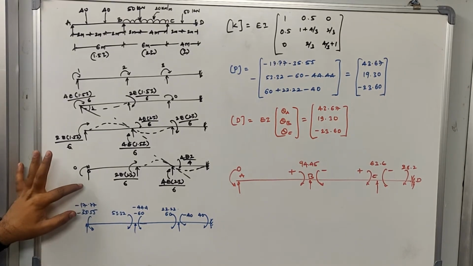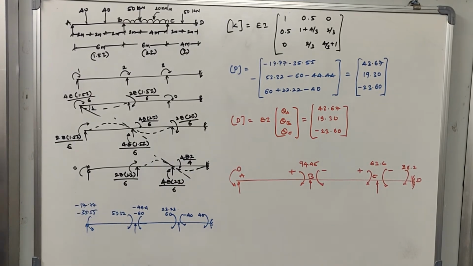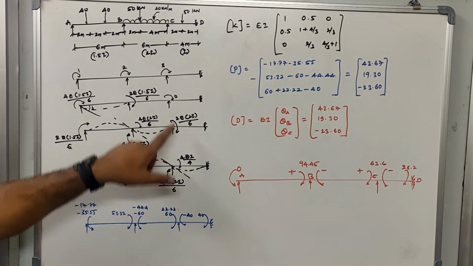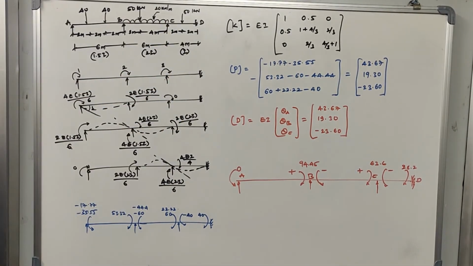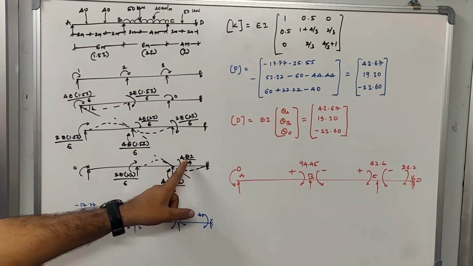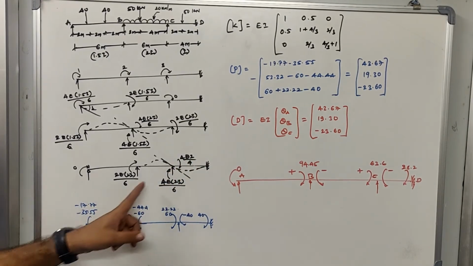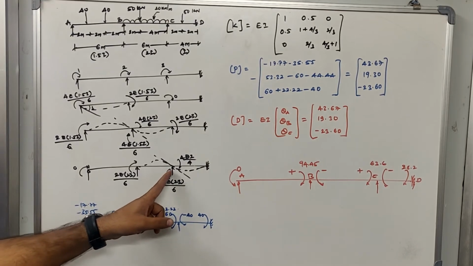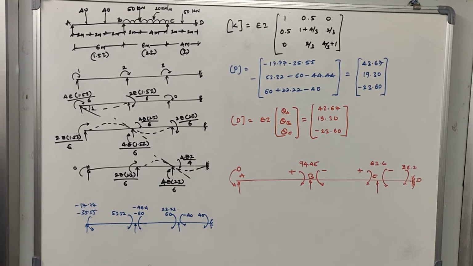So this is the diagram which is representing the application of unit rotation at the third coordinate. This is my third coordinate, which is joint C. At joint C we are applying the unit rotation. Because of that, the moment that is created in the member CD is 4EI divided by 4. Similarly, at member CB, the moment that is created is 4E into 2I divided by 6.